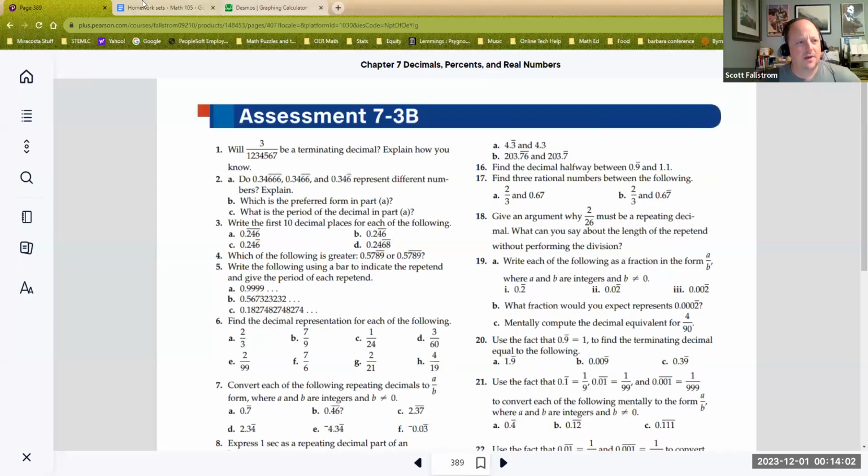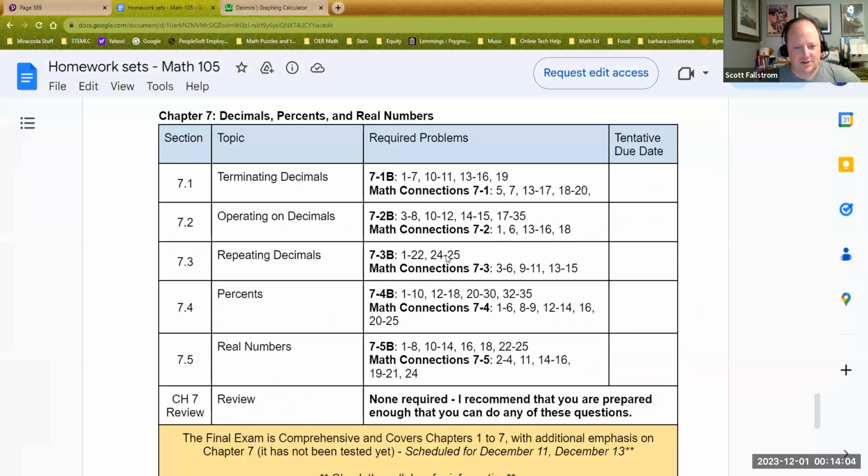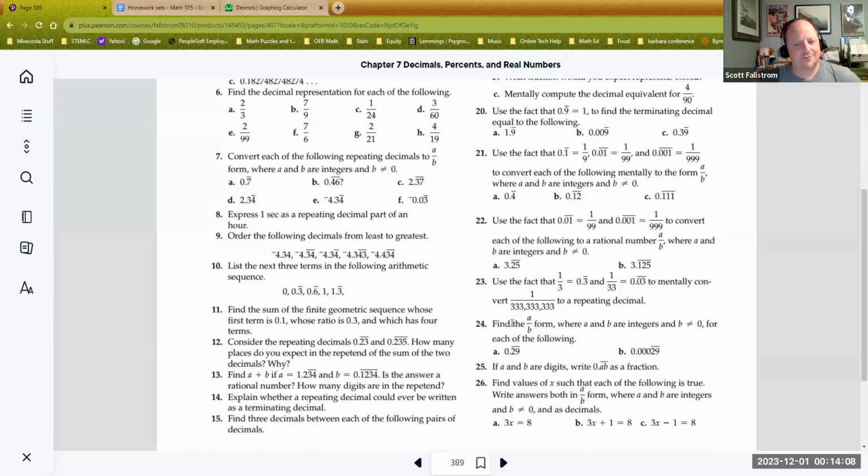Hello, students. Taking a look at one of our last sections, 7.3. And the homework from this section is 1 through 22 and 24 to 25. So pretty close to all of them here. But I did skip number 23 on purpose.